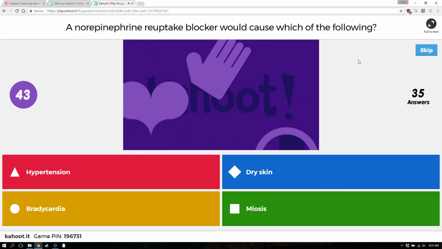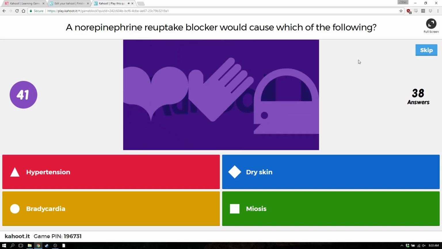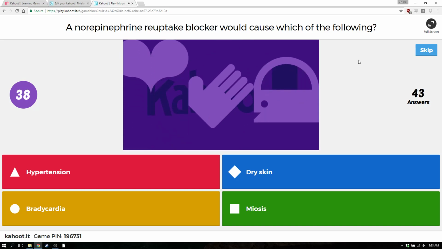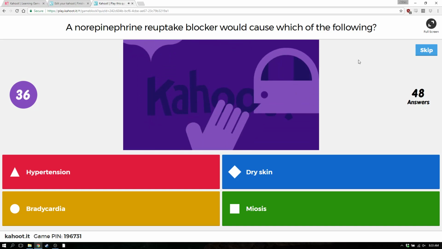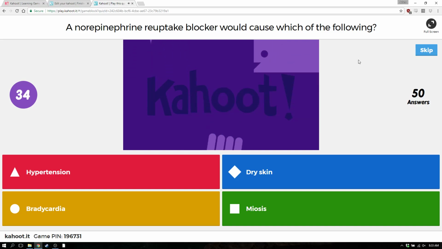Speaking of cocaine, what do Eric Clapton and coffee have in common? They both suck without cream. Classic rock joke. All right.